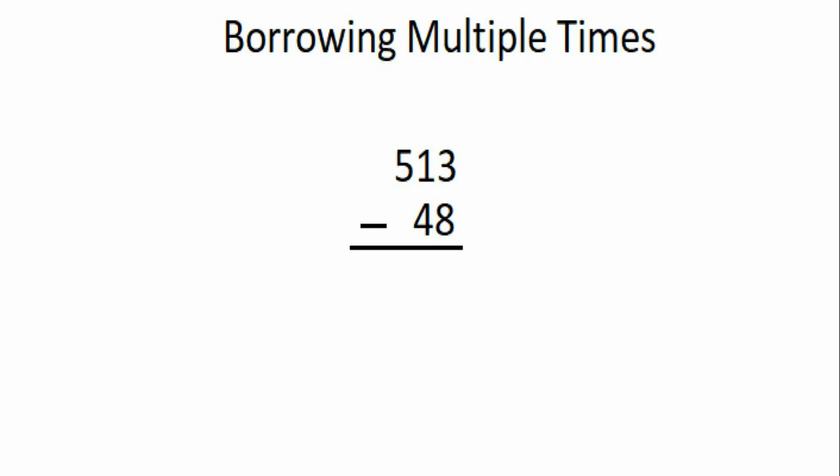Let's borrow. To borrow 1, I'm going to cross out 1 in the tens column, and that 1 becomes 0 because we just borrowed 1. And the 1 we borrowed goes here over the 3. And now 3 is big enough to subtract 8 because 3 is now 13. 13 minus 8 is 5.